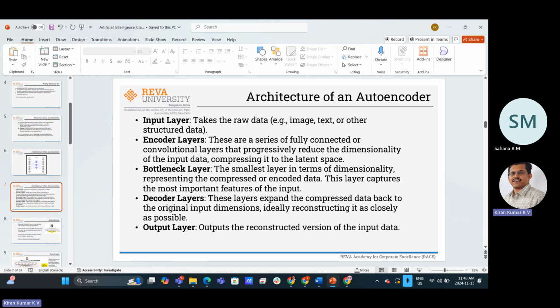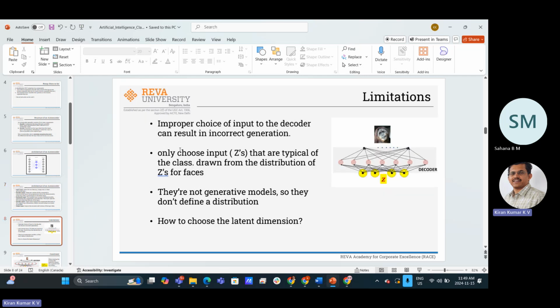So your decoder layer is also a dense layer there. And finally, we have the output layer. Okay, so input layer, encoder layer, bottleneck layer, decoder layer, and output layer. So this is how we reconstruct. And that layer in the middle, the data in the middle, usually it's represented as Z. Okay.